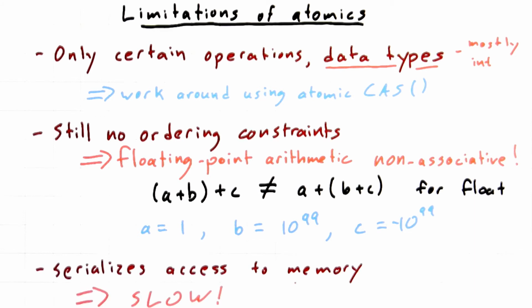The final thing to be really aware of with atomics is that there's no magic happening under the hood. The GPU is still forcing each thread to take turns getting access to that memory. It's serializing the access to memory among the different threads. And this can make atomic operations very slow if you're not careful. Let's look into that.